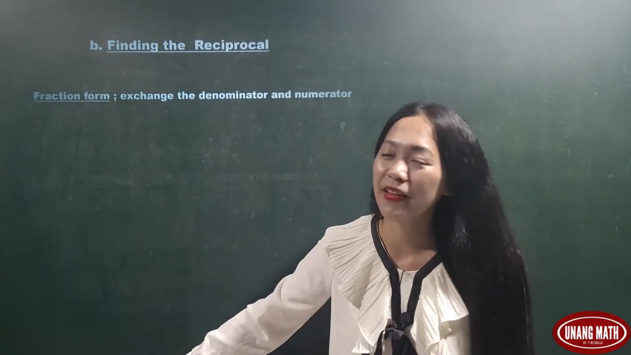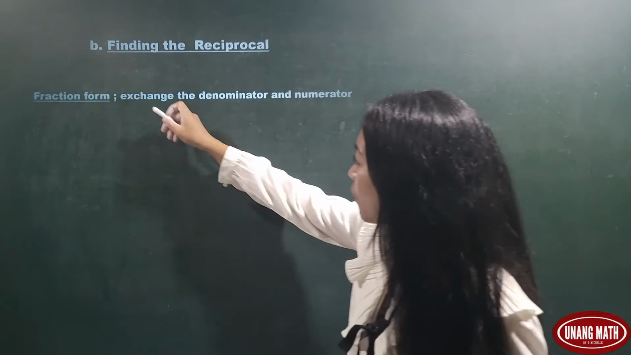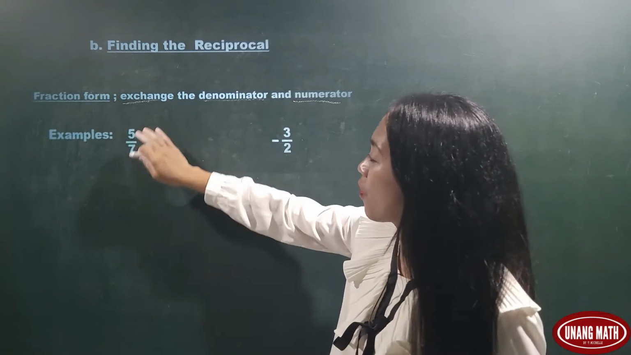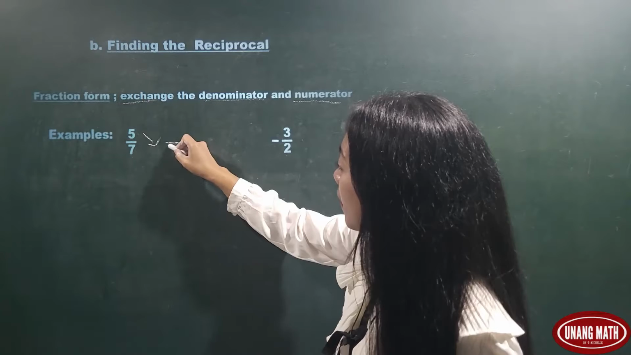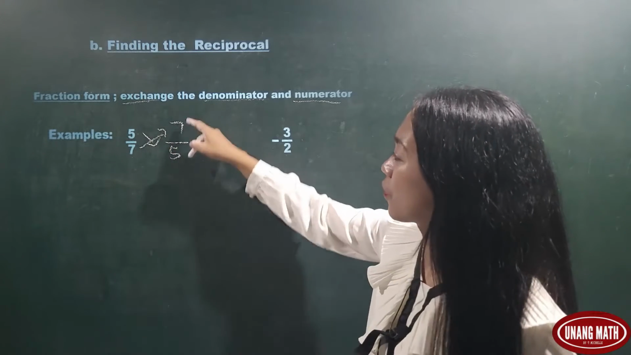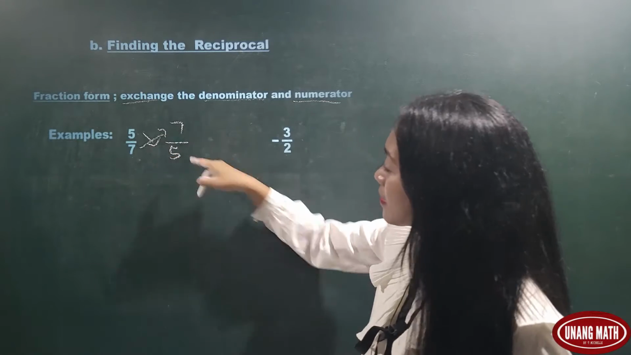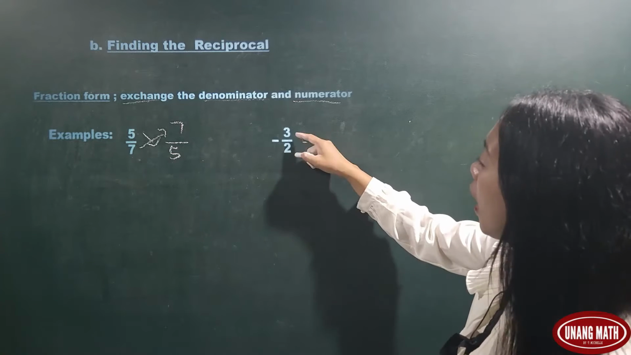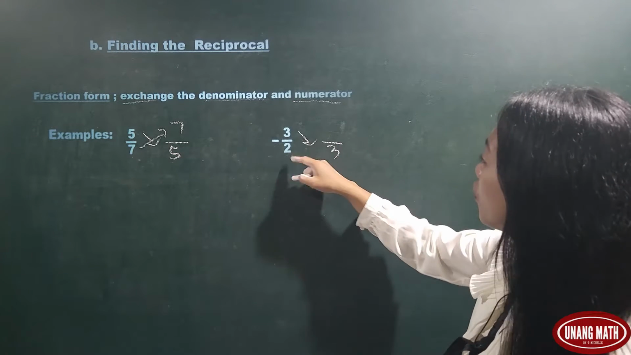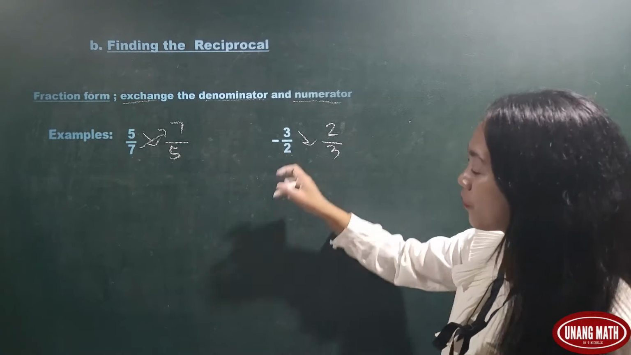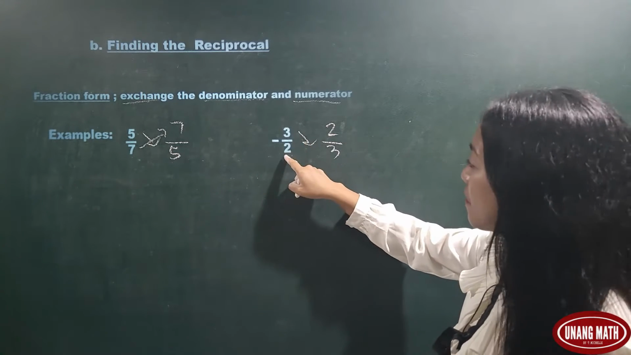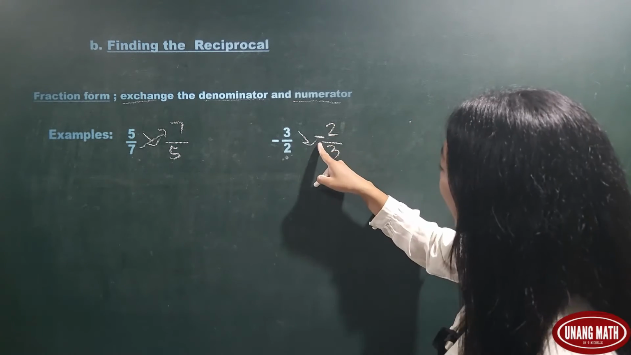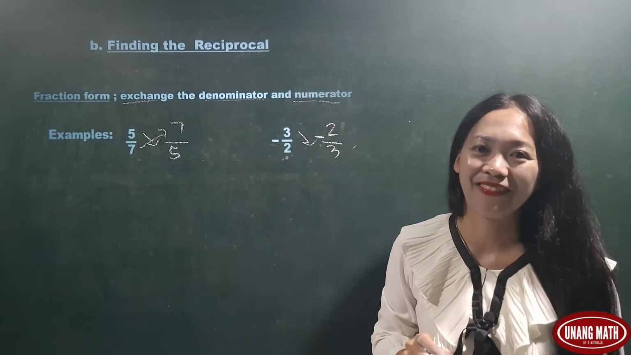If the given number is a fraction, we just need to exchange the denominator and numerator. Example, 5 over 7. That means 5 becomes our denominator, 7 is our numerator. So 5 over 7's reciprocal is 7 over 5. How about negative 3 over 2? 3 becomes the denominator, 2 becomes the numerator. But for negative numbers, the reciprocal must also be a negative number. So just attach the negative sign. So it's negative 2 over 3.